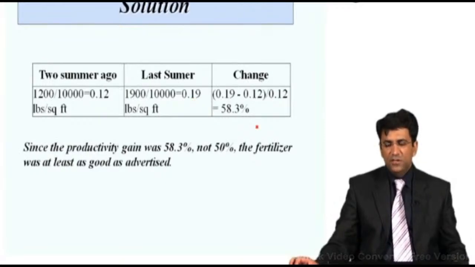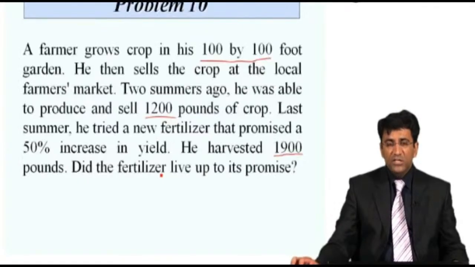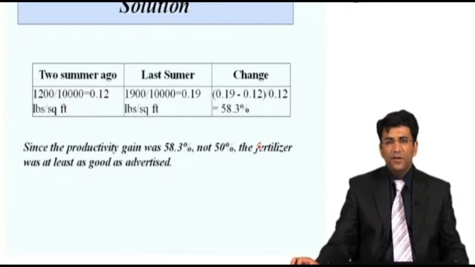Again, we can use the same formula: new productivity minus old productivity, divided by old productivity, multiplied by 100. It means that there is a 58.3% improvement in productivity. So the productivity gain was 58.3%, not 50%. The fertilizer was at least as good as advertised. Actually he was able to achieve more than what he claims, that is the 50%. So the productivity has increased by more than 50%, that is 58.3%.